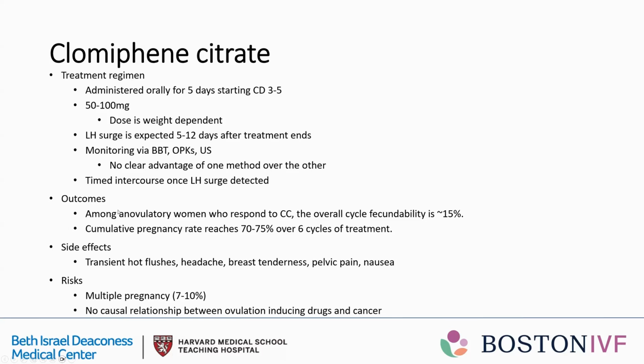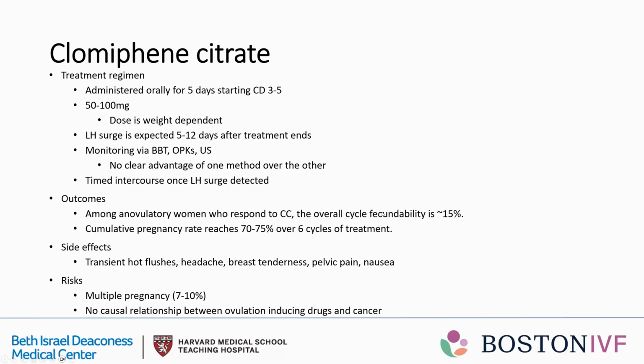The outcomes: among anovulatory women who do respond to Clomid, the overall cycle fecundability is about 15%. It's not terribly high, but keep in mind that this is a group of patients that has been having trouble to conceive without any additional agent.